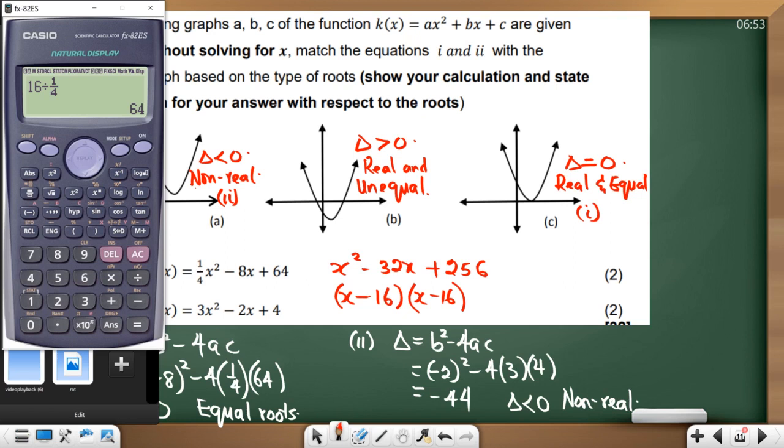x minus 16, x minus 16. Now, what do you notice? It actually gives us a repeated root. It is squared. This bracket and the second bracket are the same. That's what we mean by rational. Remember we said it must then give us a perfect what? Square. It must give us a perfect square.